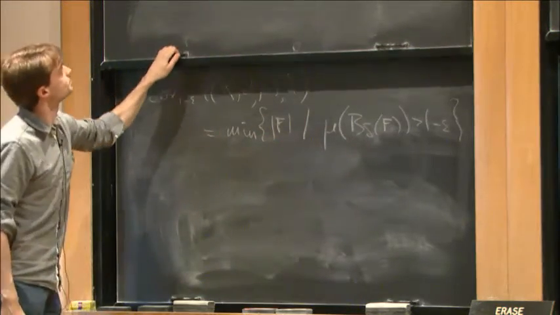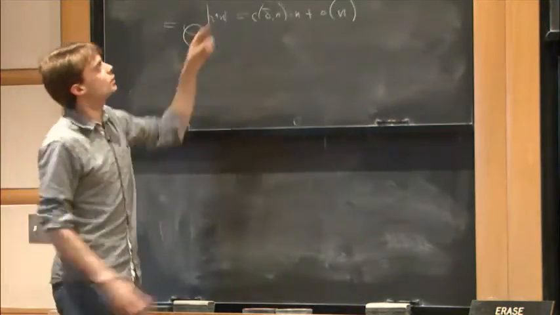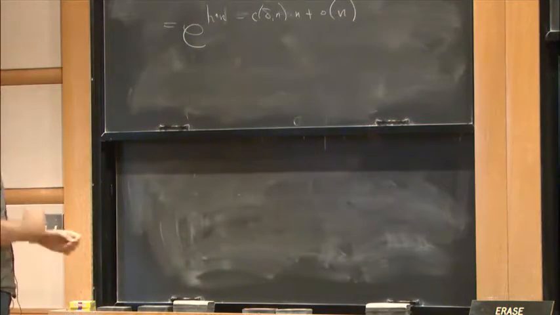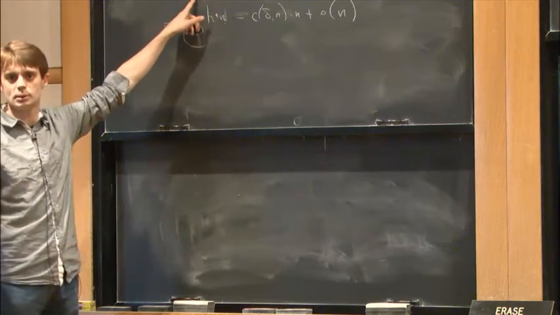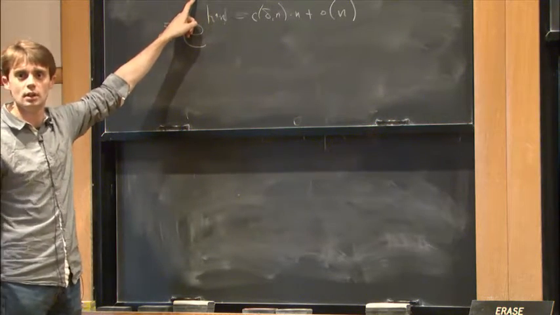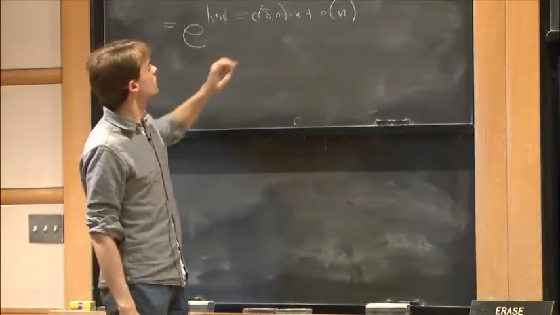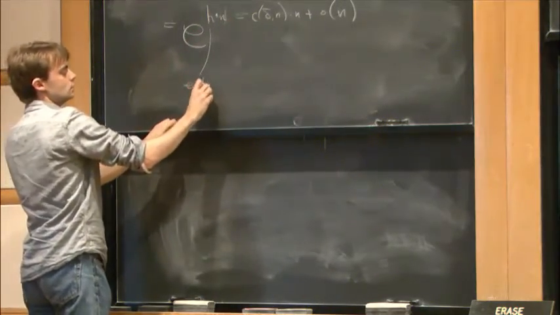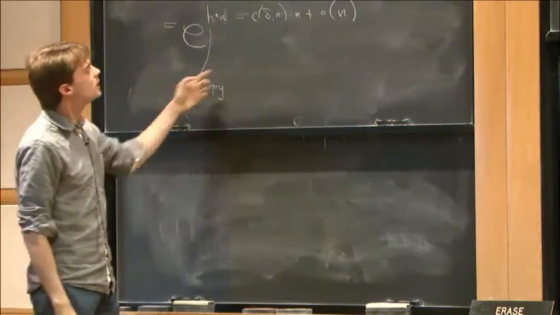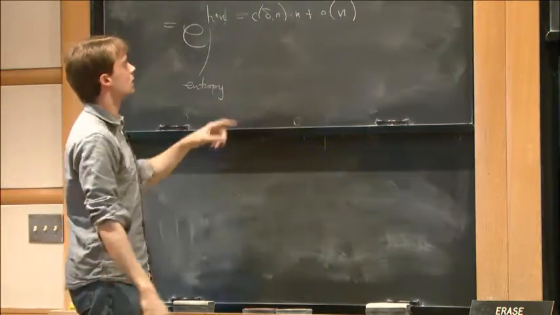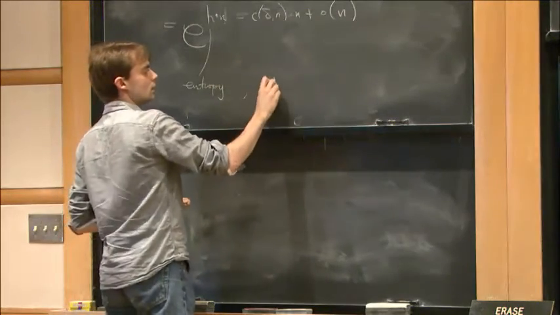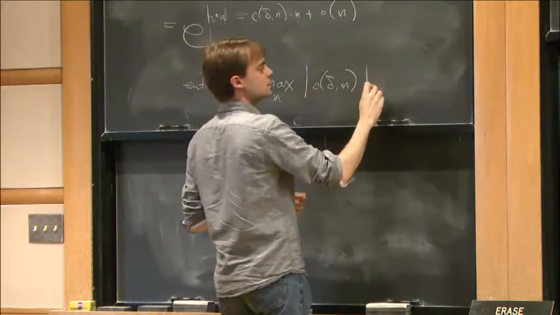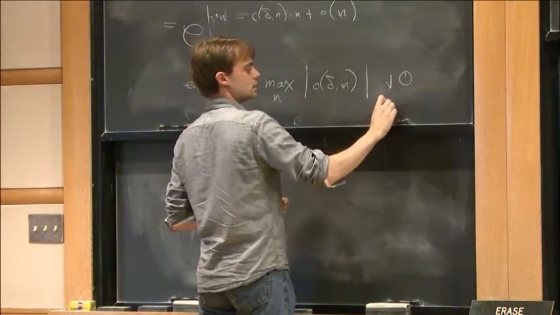What this theorem says is that if you look at this sequence of metric probability spaces, and you fix this error tolerance epsilon, the size of the piece you're allowed to omit, then these covering numbers go like e to the hn, where h is the entropy, minus something times n plus little o of n. And the something here is bounded and goes to 0 as delta goes to 0.